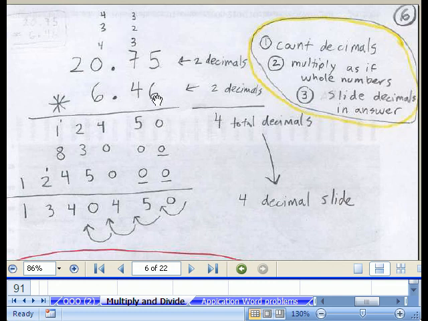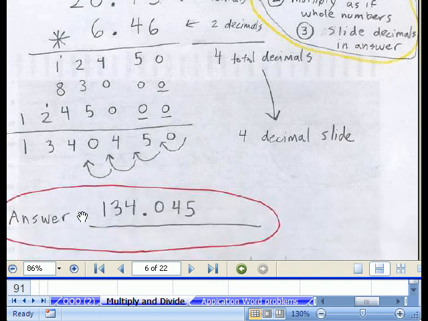So we simply multiply using our same rule as before. 5 times 6 is 30. Carry the 3. You continue that for that line. Add a 0 at this line. Add 2 zeros on this line. Add them all up. You get the answer. Now we do our sliding of our decimals. 1, 2, 3, 4. So the answer is 134.045.